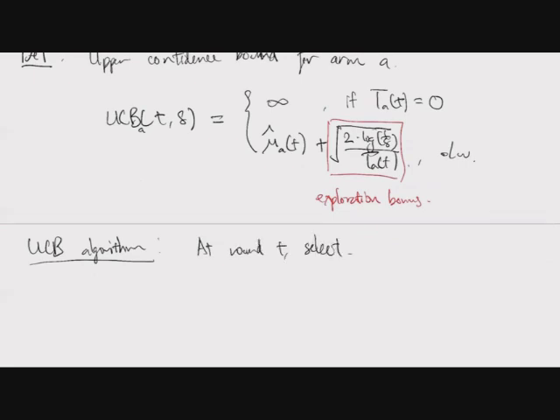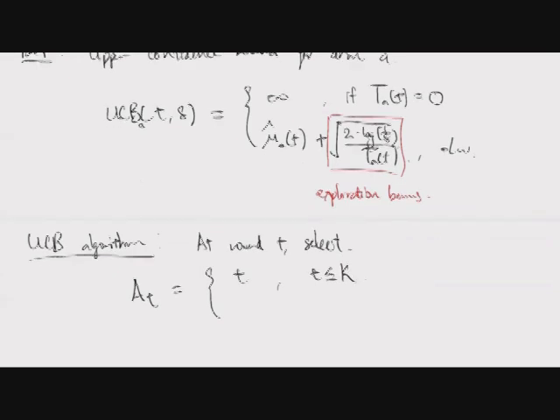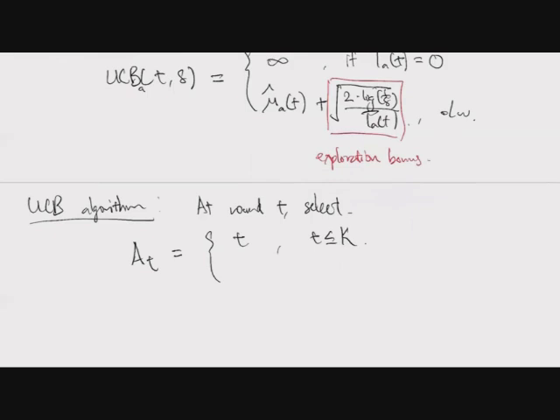we want to select the arm A_t as follows. Okay, so in the first K rounds, if there are K arms, we're going to select arm t. So we're going to start by pulling each arm exactly once. And then for every subsequent round, we're just going to pull the arm that has the highest upper confidence bound. Okay, and we're going to allow our confidence threshold to vary according to the round.